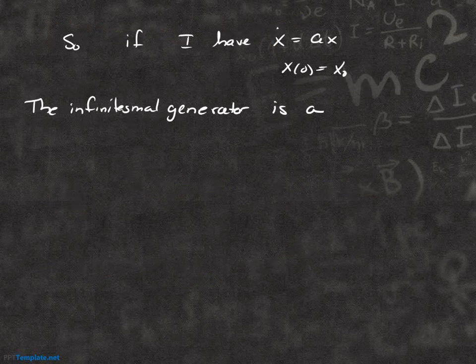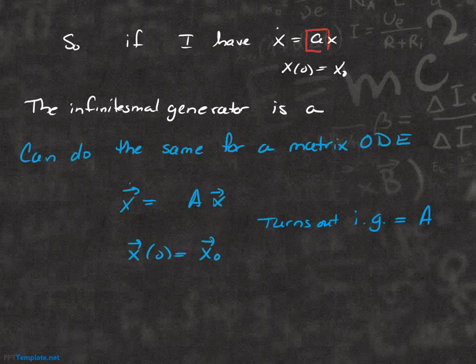So the infinitesimal generator, for this particular simple ODE, is little a, the coefficient in front of the x. You can do the same thing for a matrix ODE, the same analysis I did right here for the matrix. So it turns out that in the case of the matrix, the infinitesimal generator is going to be the matrix A. And the solution is going to be e to the At with x0 out in front.